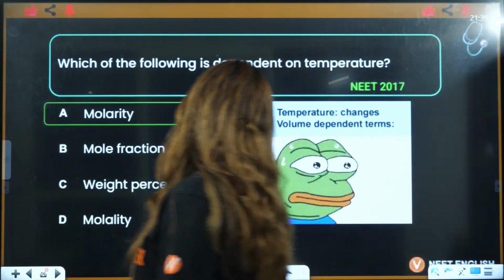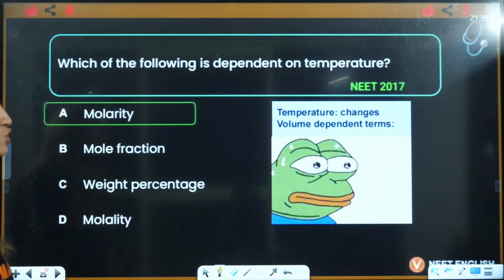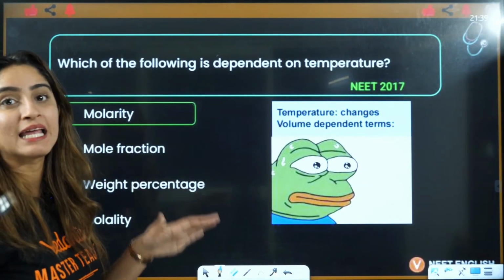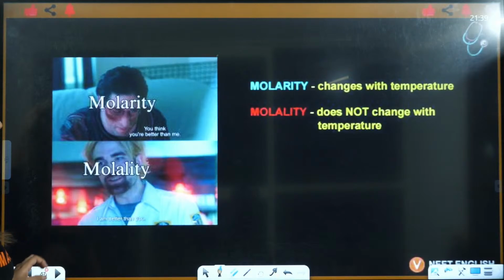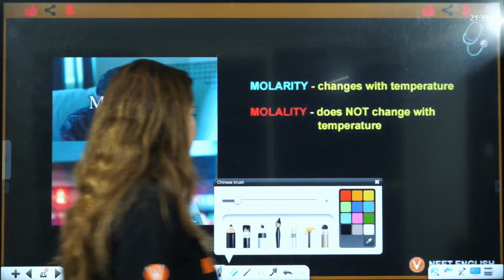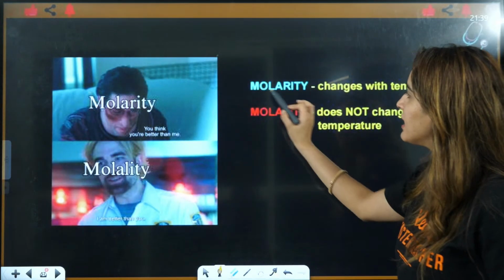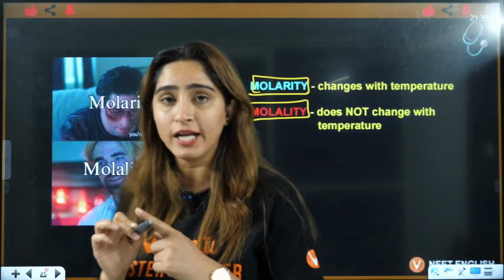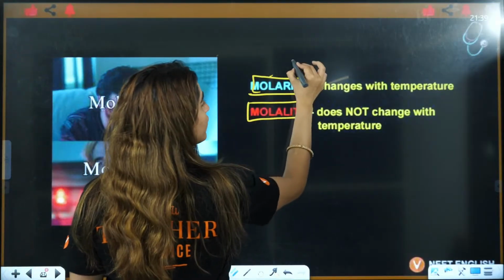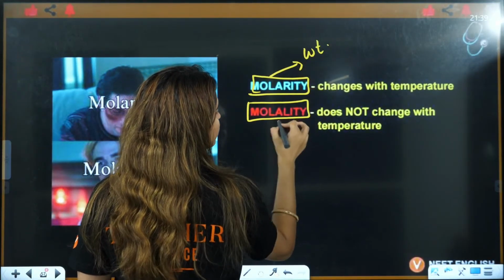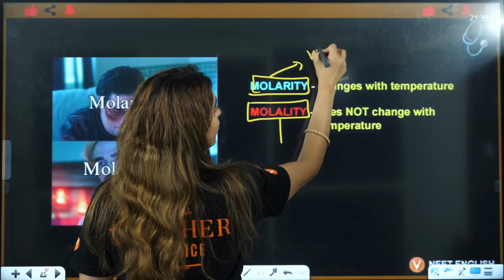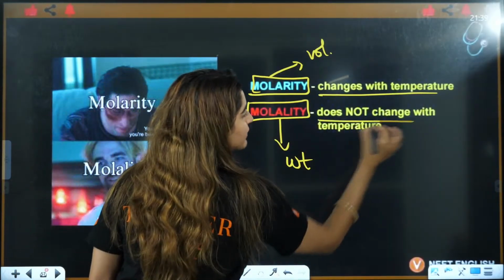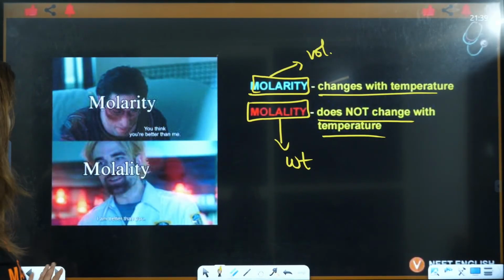Understood everybody? So whenever temperature changes, molarity changes. Keep this in mind. Molarity and molality are different. In molality, we talk about weight. In molarity, we talk about volume. Molarity changes with temperature. Molality does not change with the temperature.